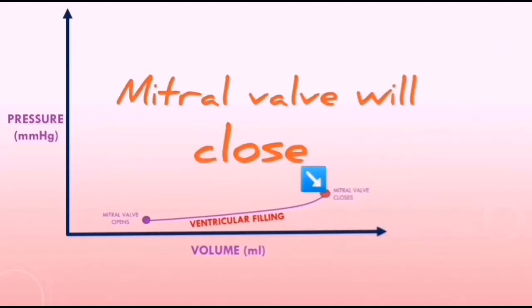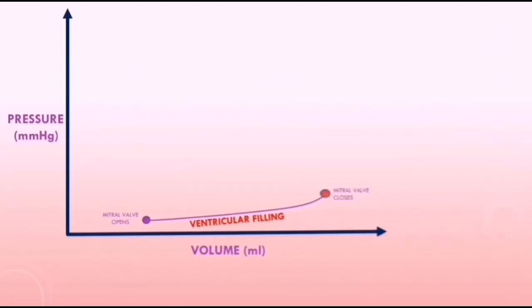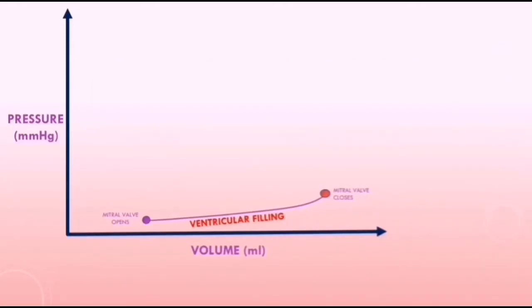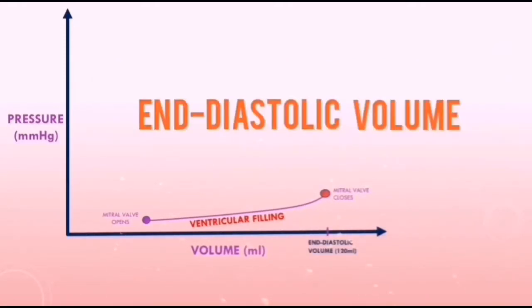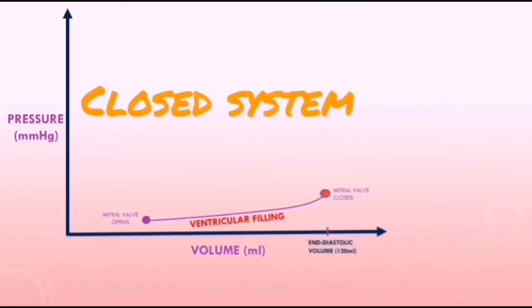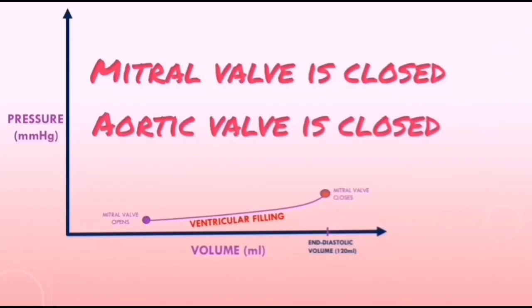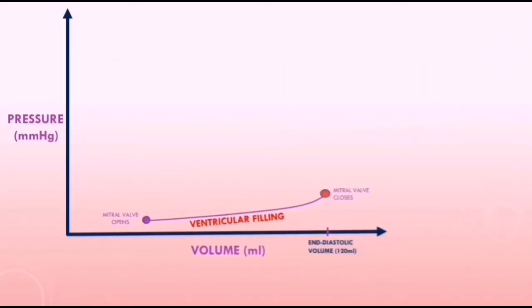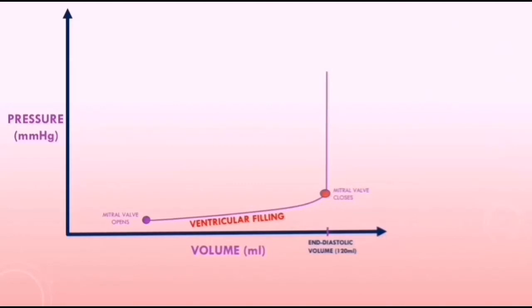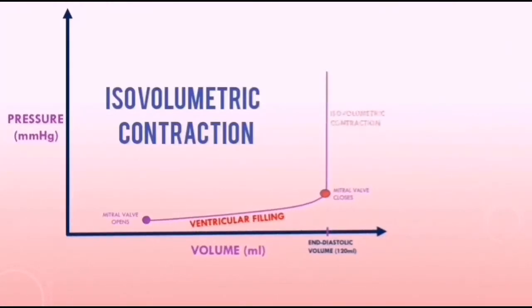close. The closing of the mitral valve indicates the end of ventricular diastole. So the volume in the ventricles at this point is known as the end-diastolic volume. The ventricle will now start to contract. Because it is a closed system where the mitral valve is closed and the aortic valve is closed, when the ventricles contract, there will be a significant increase in pressure, but there will be no change in volume. That is why it is a straight line at this point, and this phase is known as isovolumetric contraction.